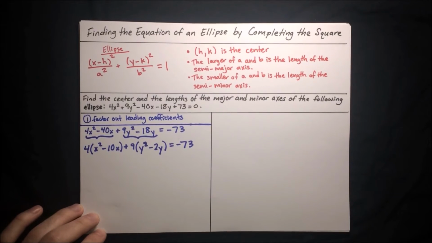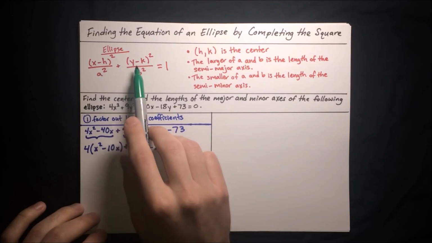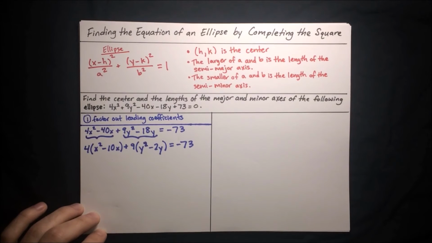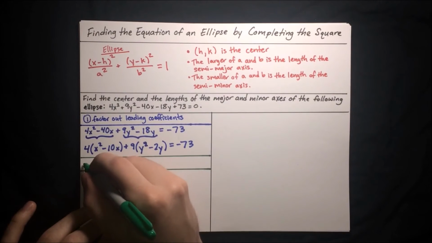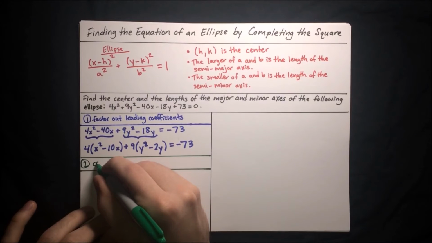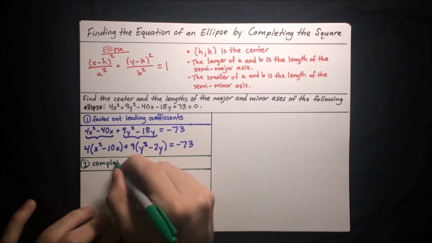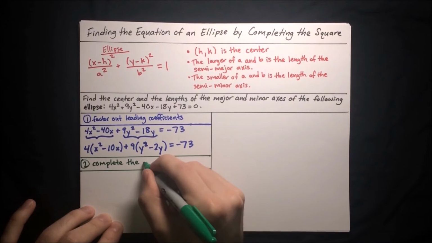Now you might wonder, why are we even doing this? Why are we factoring out the leading coefficients? And the reason for that is that this makes it easy to complete the square. Completing the square will give us these x minus h squared and y minus k squared terms. So our next step here, step number 2, is to complete the square.